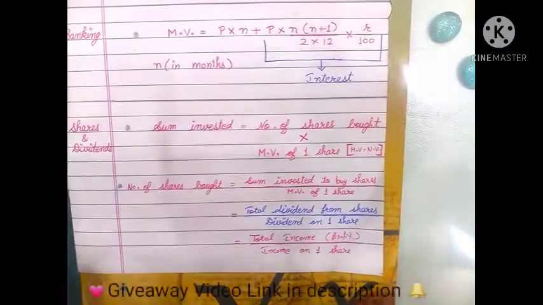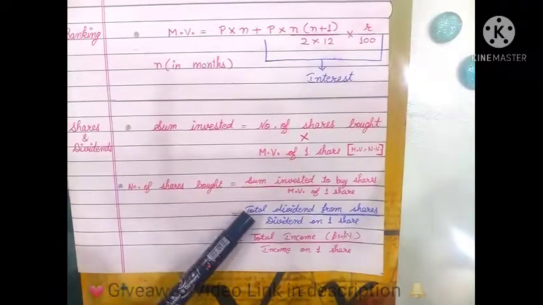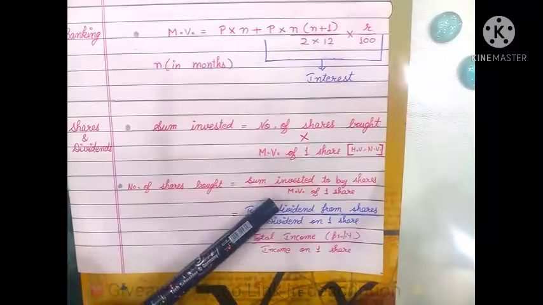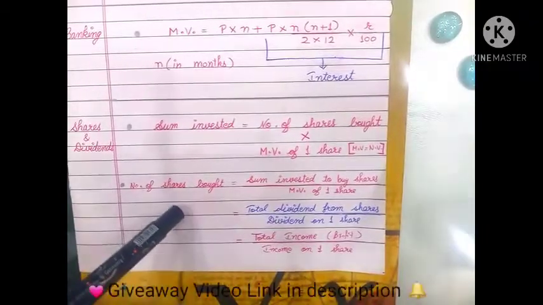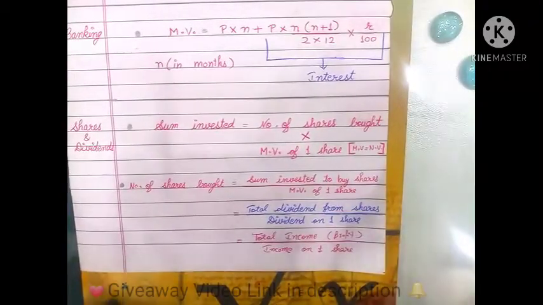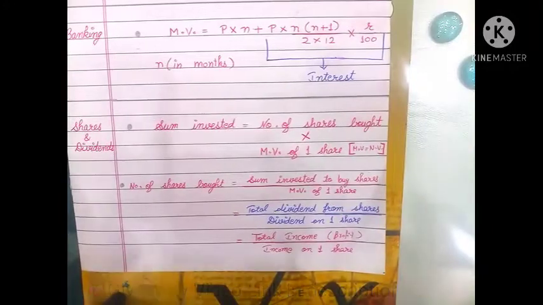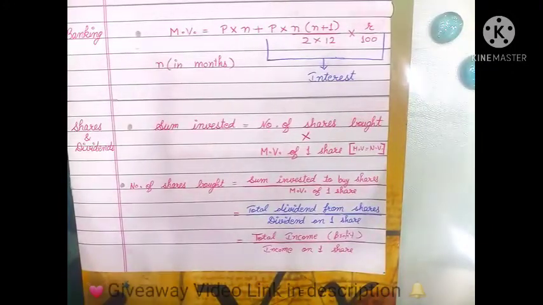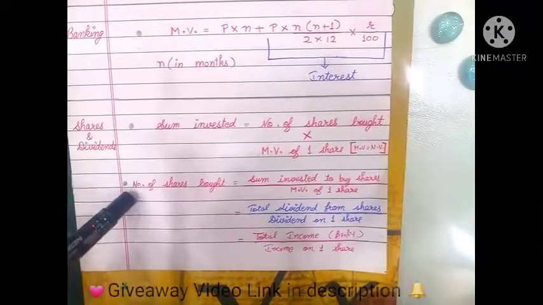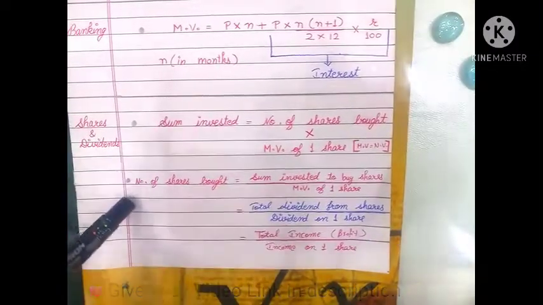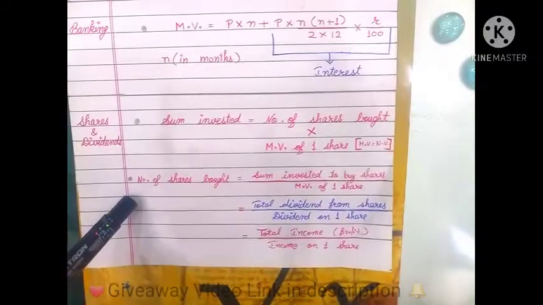Very interesting. Number of shares bought is equal to sum invested to buy the shares over maturity value of one share. This formula, number of shares bought, is very common in exams, and there is a very high chance that it will come again. I want to tell you that this formula is totally dependent. Yes students, this formula is totally dependent.